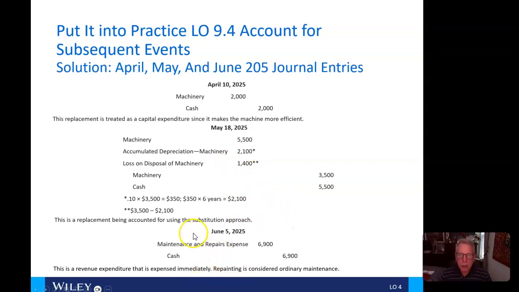And lastly, on June 5th, this was a simple maintenance and repairs expense for $6,900. And we're good, and we'll just simply take that to the income statement, and repainting is considered ordinary maintenance.